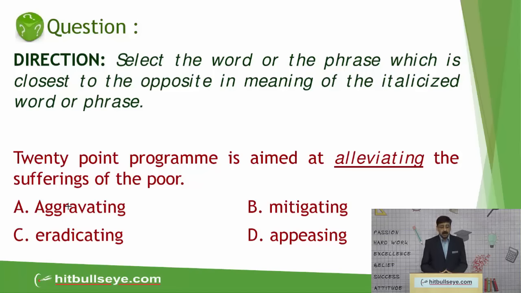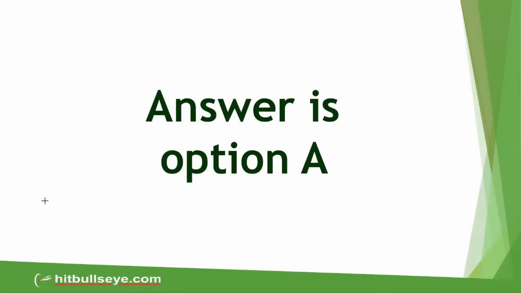So the sentence is: the 20-point program is aimed at alleviating the sufferings of the poor. So some program has been set up to help the poor. Alleviating has a positive connotation as per the sentence, and it would mean here reducing the sufferings of the poor. So we have been asked its opposite. The opposite should be something related to increasing the suffering, and therefore the correct opposite, as per the given choices, is option A. Aggravating means increasing the problem. So the answer to this question is option A.